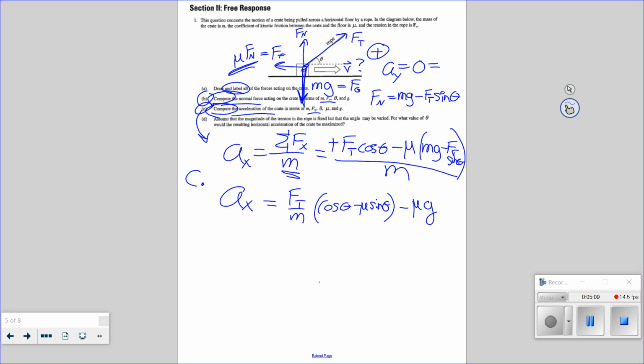Because if I move the terms, you know what, let's do that real fast. Let's get the sines and cosines all to one side. Oh, that doesn't help very much. Cosine theta minus mu sine theta equals mu mg over F_T. Oh no, I killed my a. Nope, I'm still stuck. What is this? Gravity, nope. Nope.